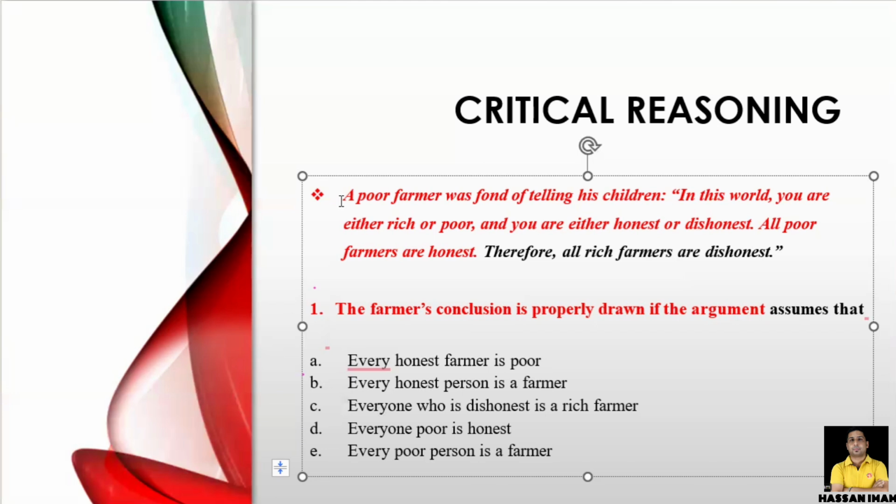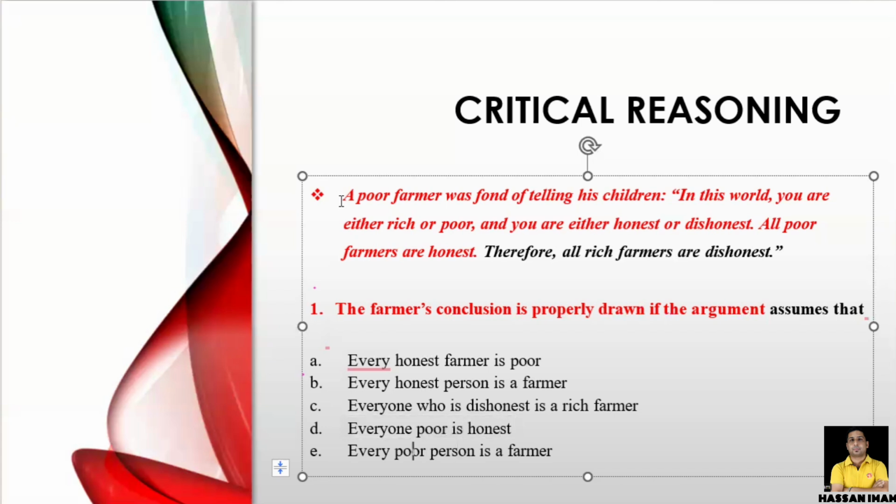Next, everyone who is dishonest is a rich farmer. Again, read the question. In the passage, the author is not talking about common people like everyone. The author's perception is related to poor farmer or rich farmer, not everyone. Therefore, C is out. What about D? Again, everyone poor is honest. Here, the author's perception is not everyone. Therefore, it is also out of scope.